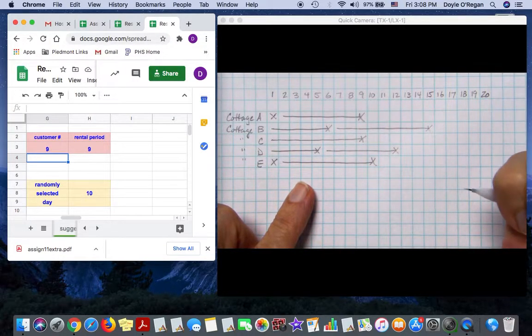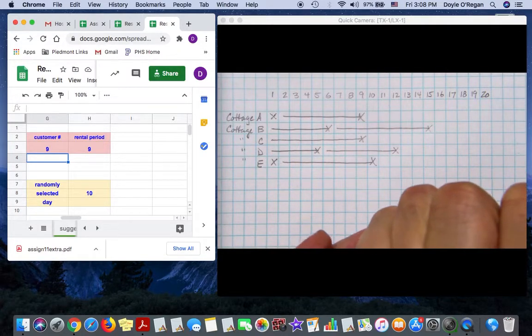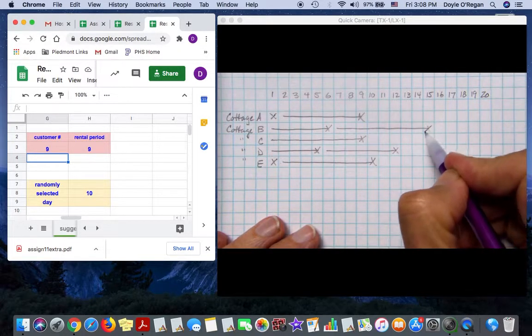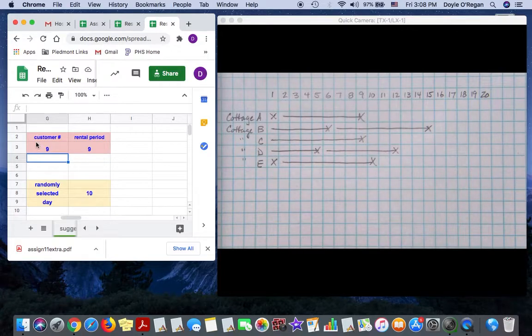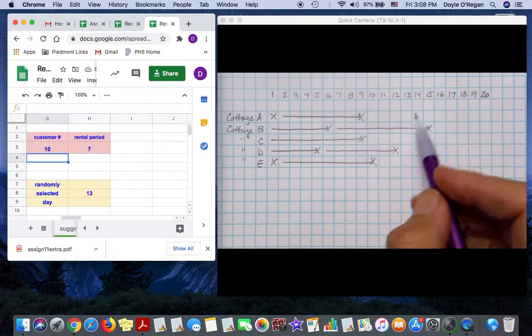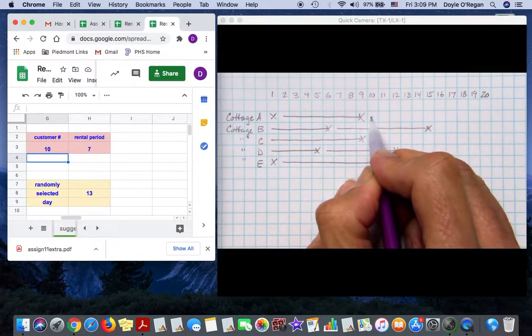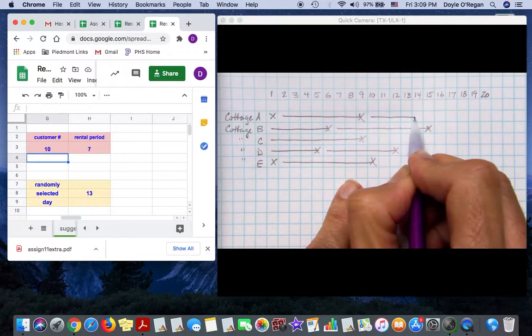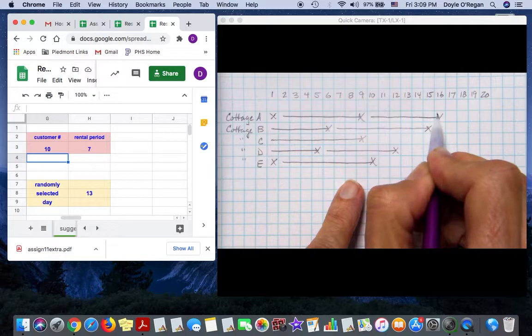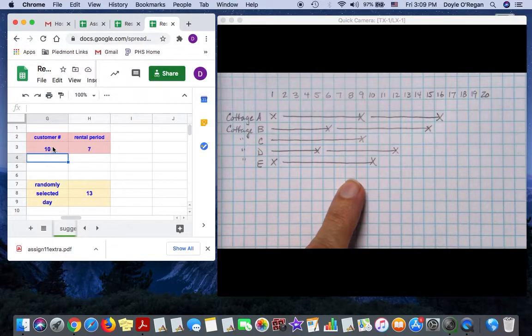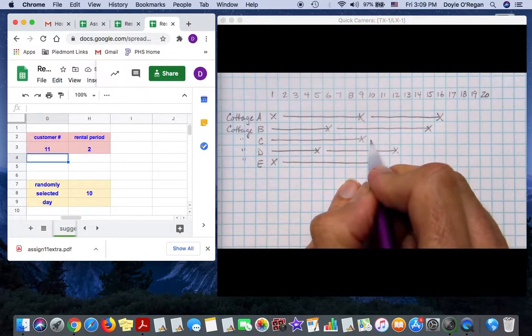I'm just going to continue on until I've got every cottage booked through day 20. Customer number 10, 7-day stay. Okay, so here's my earliest cottage, so I'm going to put them on a 7-day stay. 1, 2, 3, 4, 5, 6, 7. And so on. Customer 11, 2-day stay.